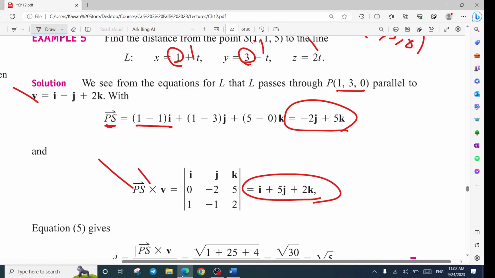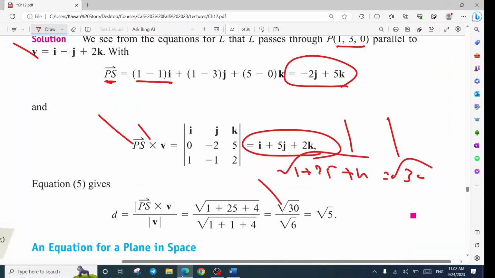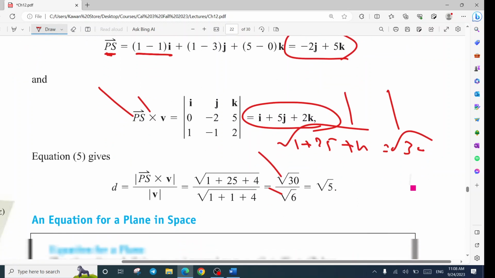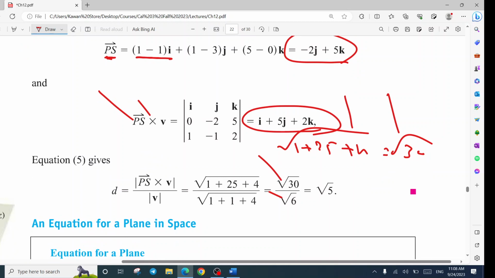Now the length here, I got 1, 25, 4, I got a 30. It's easy, but really detailed. You need to do it again at home, one time, no more. Clear? Because later on you won't know what's going on.